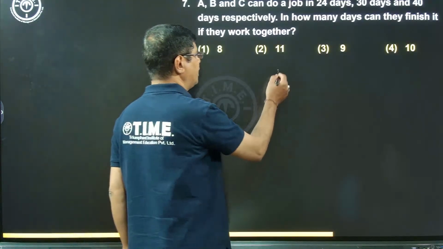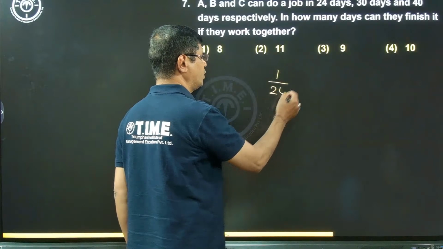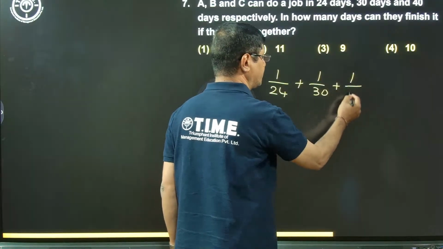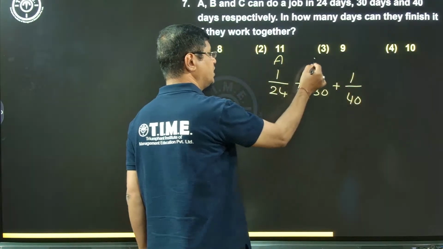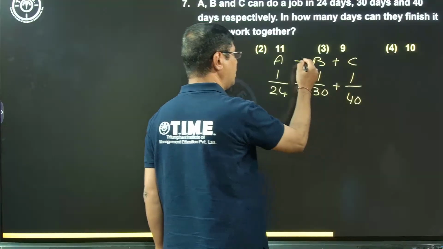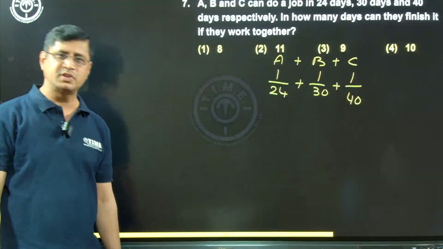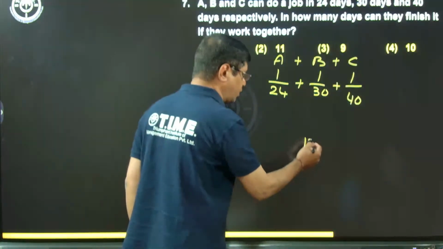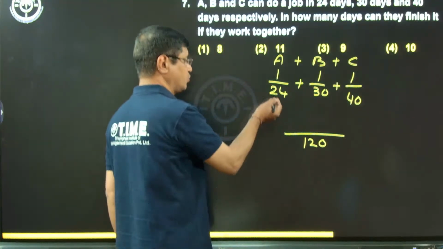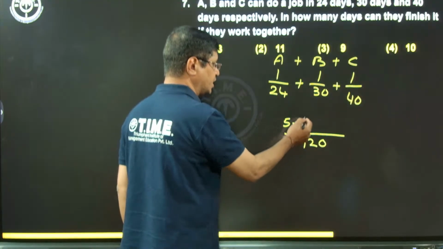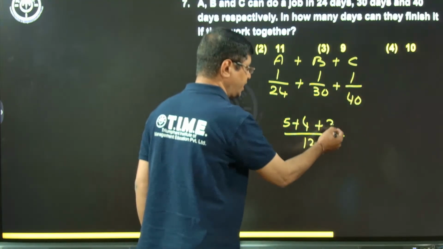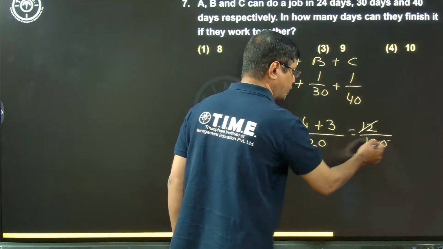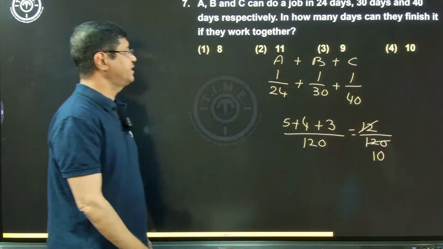Working together, 1 day work of A is 1/24. 1 day work of B, 1/30. 1 day work of C is 1/40. What I am doing here is adding 1 day work of A, B and C to find out 1 day work of all the 3 members. Dear students, the LCM of all these denominators is 120. 24 goes exactly 5 times, 30, 4 times, and 40, 3 times. Adding, 12 by 120, that is equal to 1 by 10.